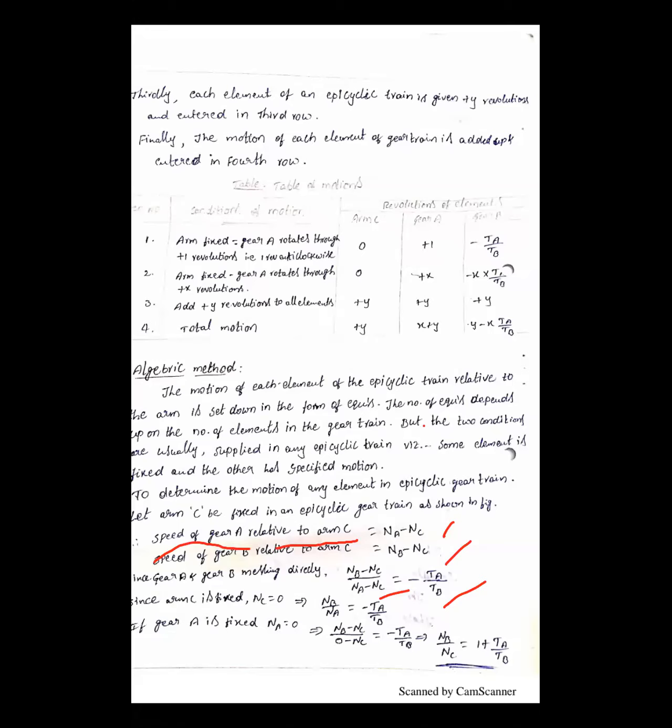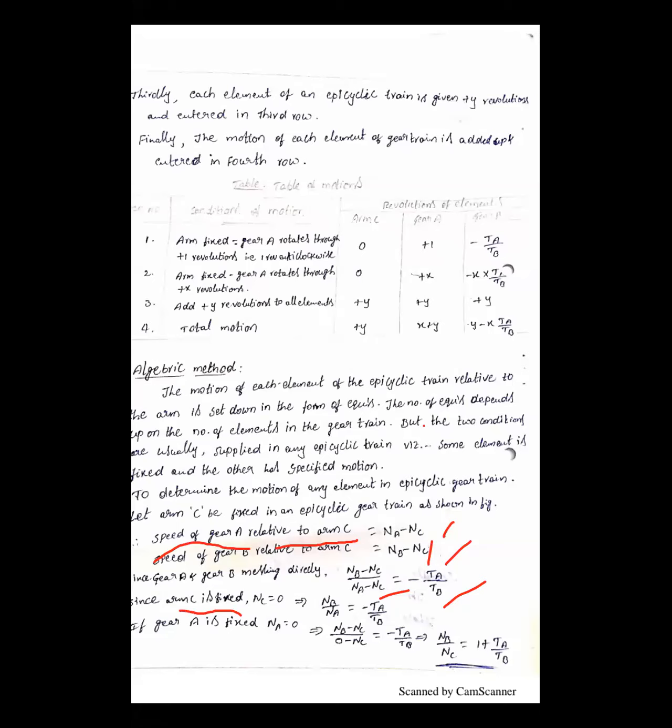Now this is the basic equation. In this equation, first we say that arm C is fixed. Because definitely one element is fixed first, when arm C is fixed, then NC is going to be 0. So NB by NA equals minus TA by TB.